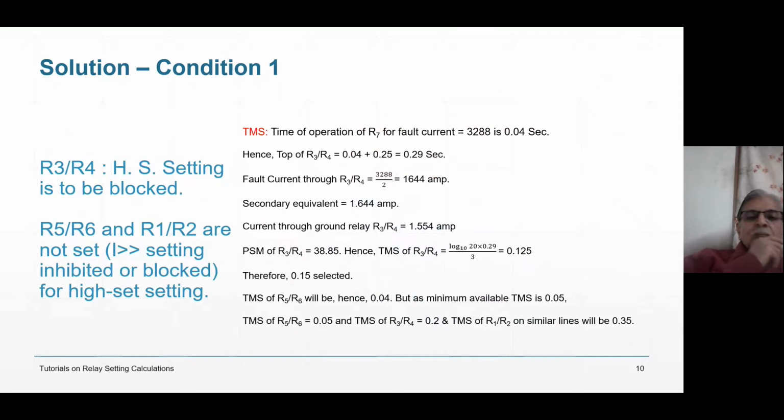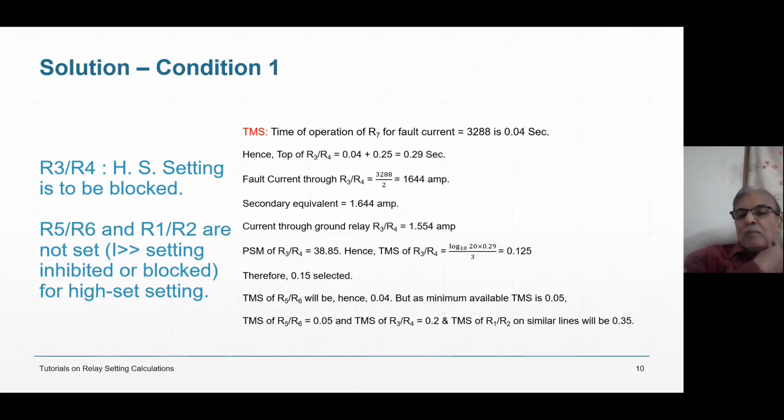So if time of operation of R4 for 3288 is 0.04, then for R3, R4, R5, R6, R1, R2, I double greater than I'm blocking. Top of R3, R4 is 0.29 because I have to add 0.25 to that, right? Fault current through R3, R4 is 3288 by 2 because two lines are now working. So 1644. And secondary is divided by 1000, 1.644. If I deduct 0.09, it is 1.554.